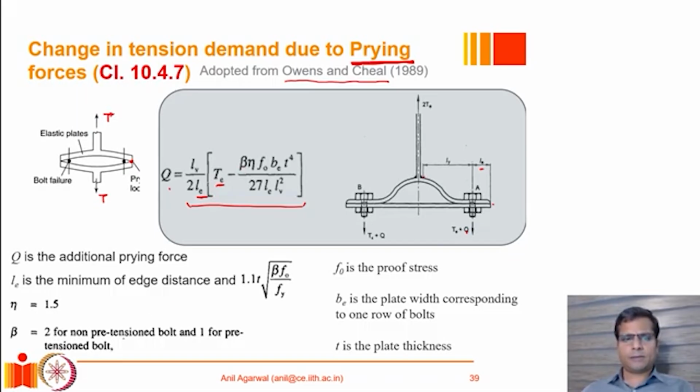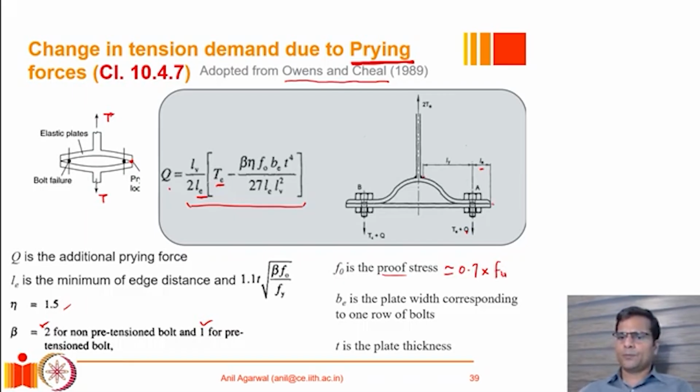Beta is a factor which depends on whether the bolts are pre-tensioned or not. So if the bolts are non-pre-tensioned, beta can be taken as 2. If the bolt is pre-tensioned, beta will be taken as 1. Another factor, eta, it has a constant value of 1.5. F0 is the proof stress, the level of proof stress in the bolt. So we know the proof stress is typically taken as 70% of Fu value. So that's what F0 will be.